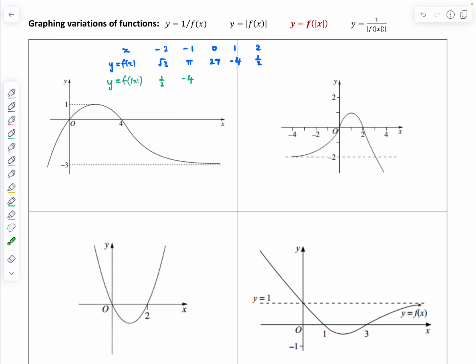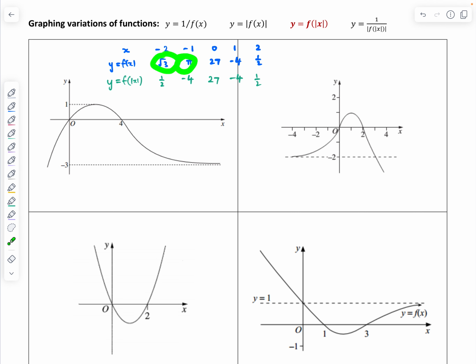-4. When x is 0, then absolute value of x is still 0, so we just look here, and what goes here? It's 27. When x is 1, then absolute value of x is 1, so we just look here, and we get -4. When x is 2, we just look in the same spot, and we get half. And so what you can see here is something that's reflected about the y-axis, right?